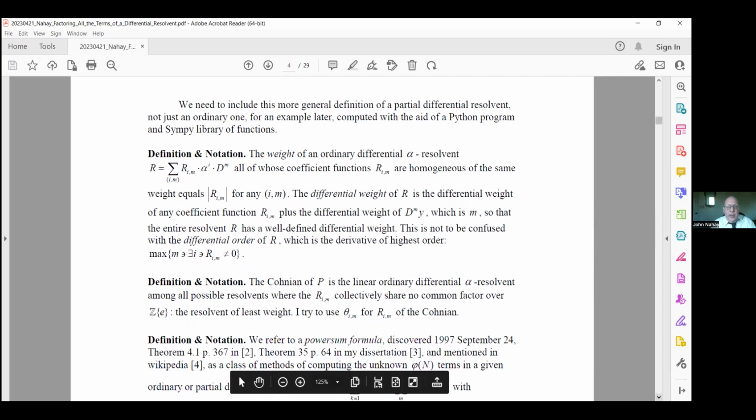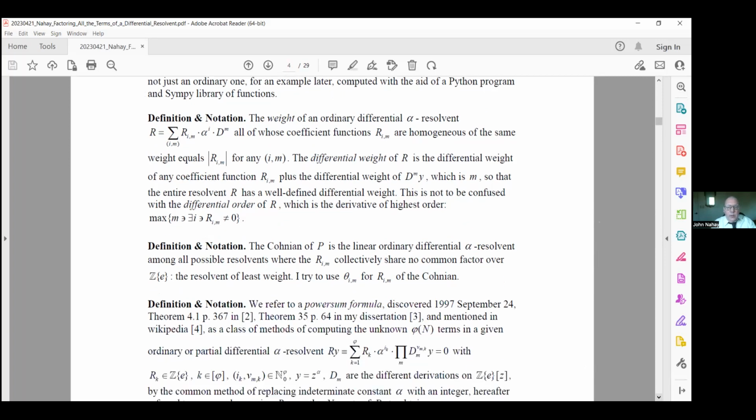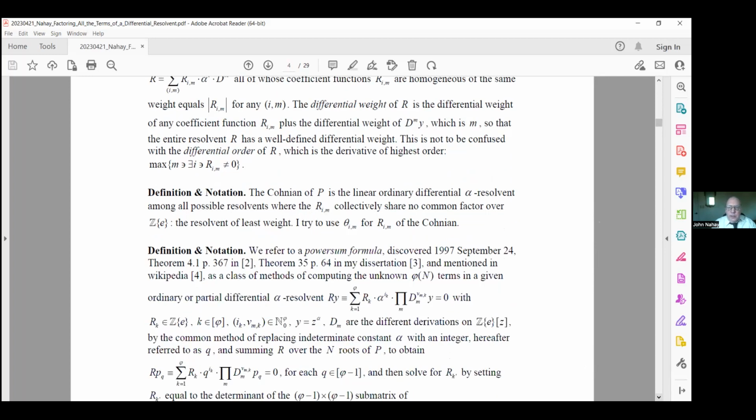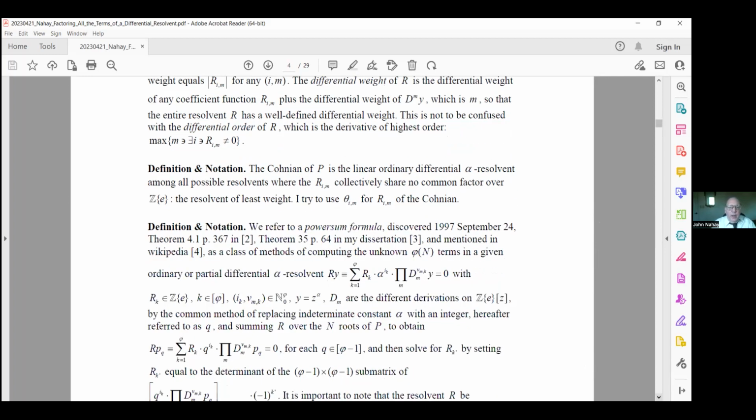We refer to a power sum formula discovered in 1997 as a general class of methods of computing the unknown phi terms. So I'm just going to use phi to represent this number of R sub im. It's a general class of methods for computing these terms in a given ordinary or partial differential alpha resolvent.